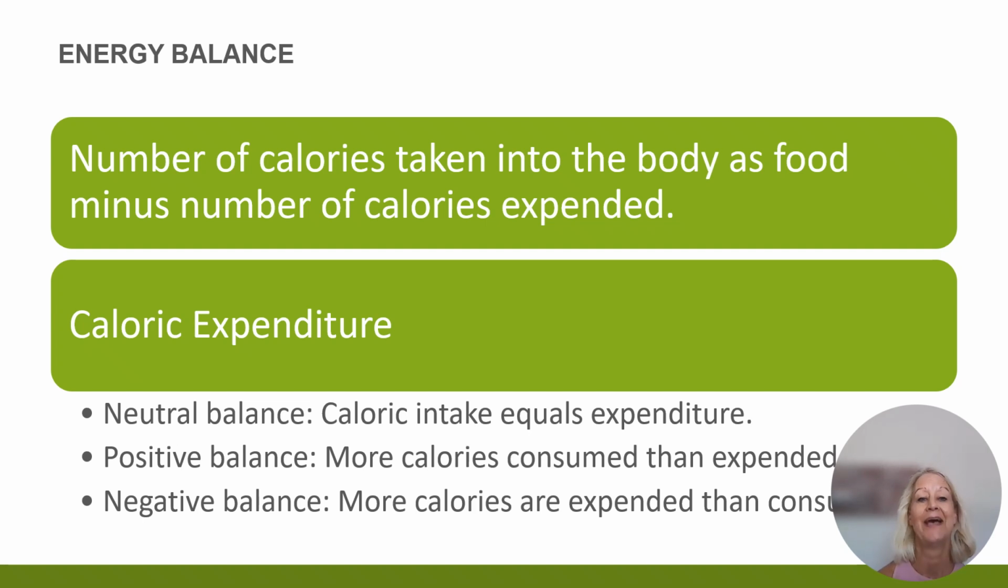Now let's talk about energy balance, which is the relationship between the number of calories taken in through food and the number of calories your body uses or expends. The basic formula is calories in minus calories out equals energy balance. There are three possible outcomes. You have neutral balance. This happens when caloric intake equals caloric expenditure. Your body weight stays the same because you're using as much energy as you're consuming.